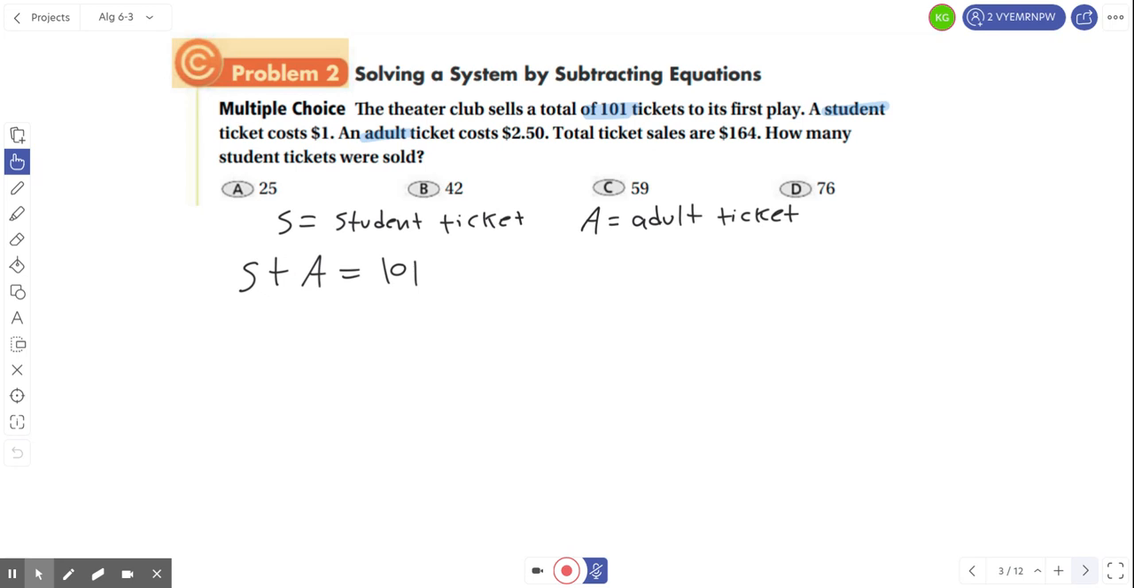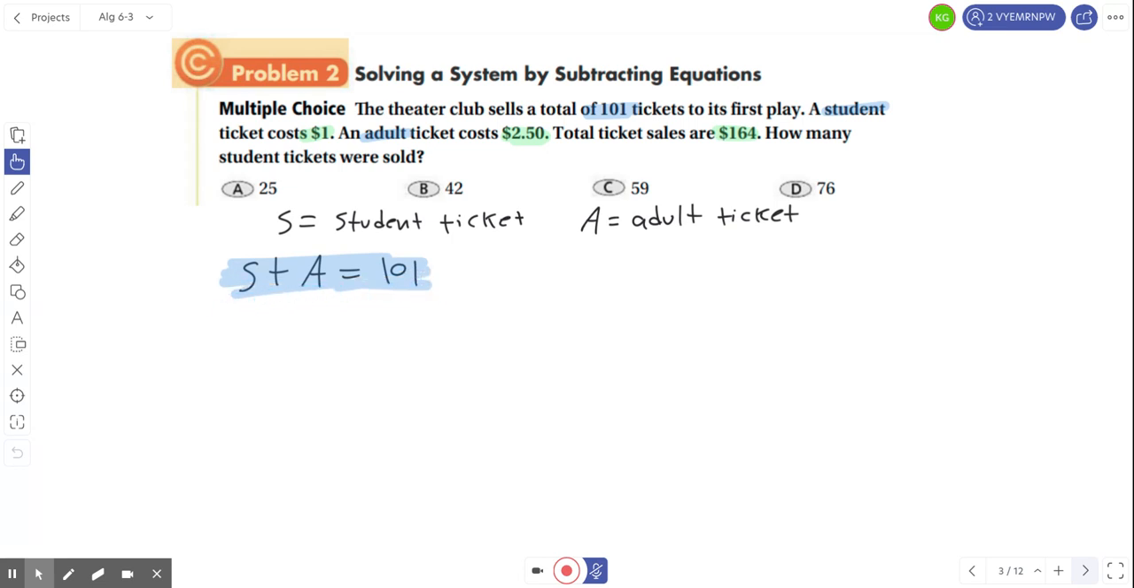My other equation is going to involve the cost here. Adult ticket is $2.50, student ticket is $1. They made 164. So that means, I'm going to write this in blue. Oh, I can't erase it. It's so sad. No, I'm not going to do it that way. Sorry. I'm going to do it like this. This is my blue equation if I want to talk about them more clearly.